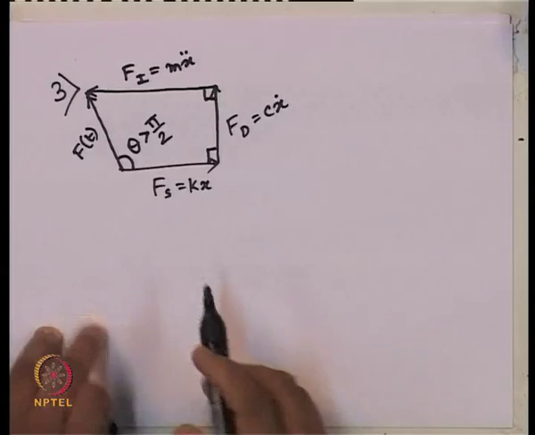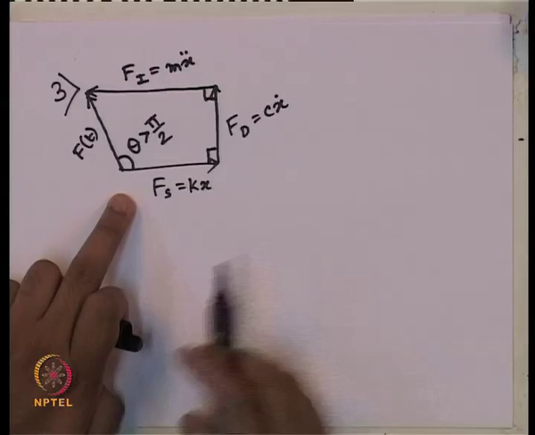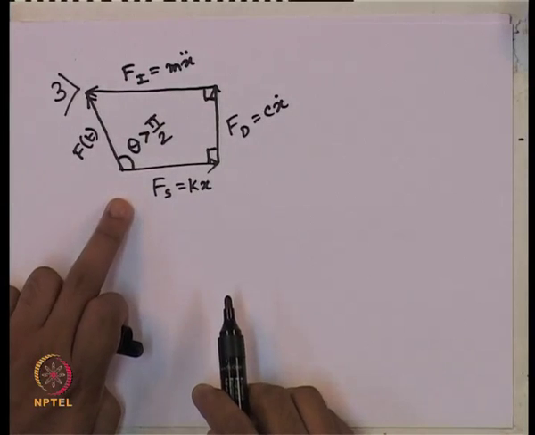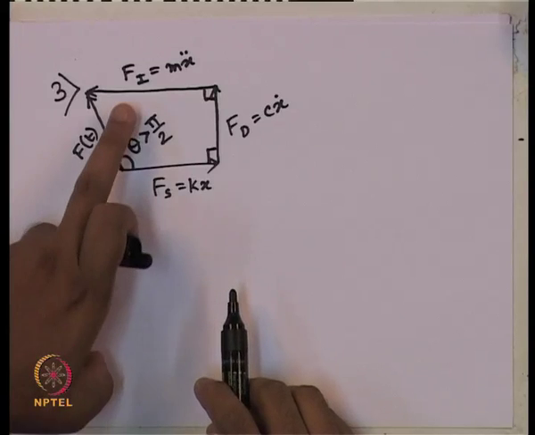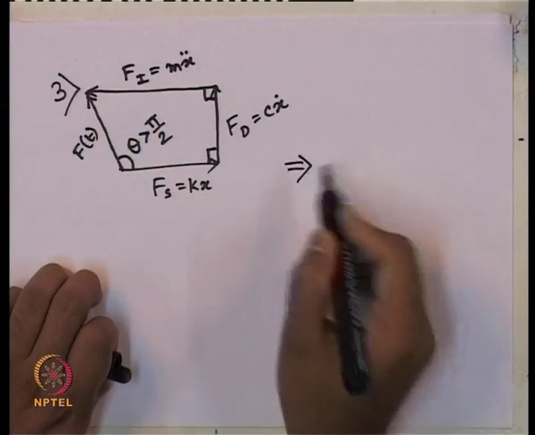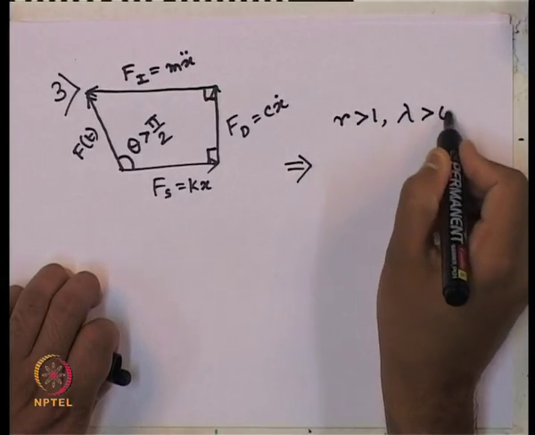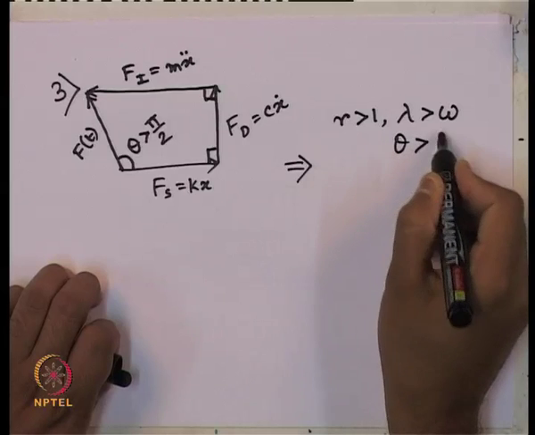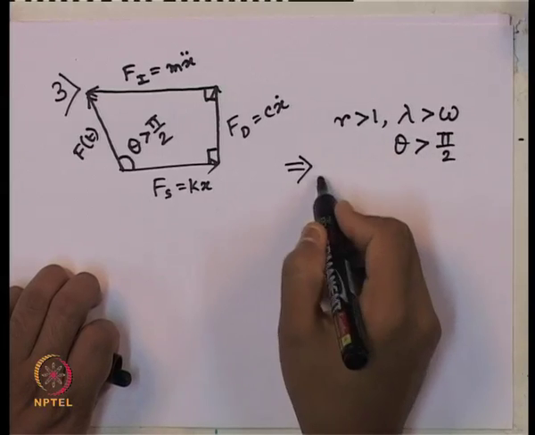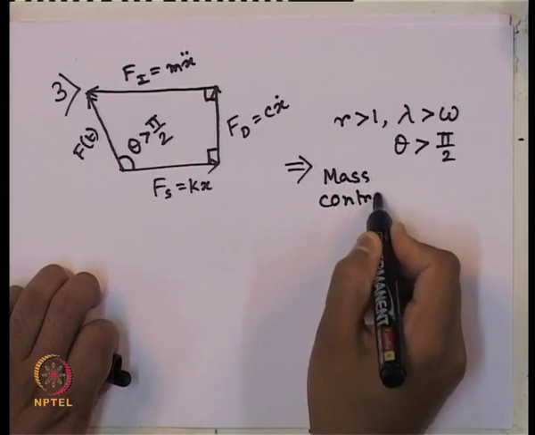So, the third case, as we said, the phase angle theta will be greater than pi by 2. In this picture, what we can see, which force is dominating? Inertia force is dominating, F I is dominating. So, that is why we call this case, that is r greater than 1, when we have lambda greater than omega, that theta greater than pi by 2, the mass controlled zone.